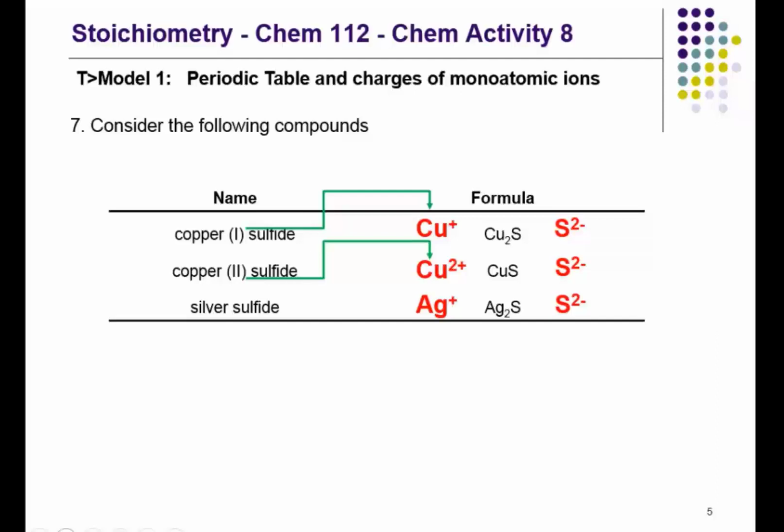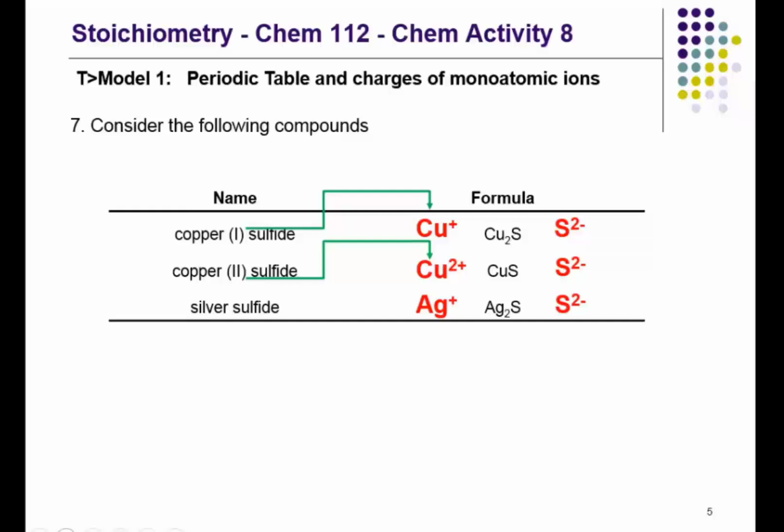So copper(I) refers to a +1 charge. Copper(II) refers to a +2 charge. These are necessary. You cannot leave them out of naming a compound. If you just say copper sulfide, we don't know which particular compound you are referring to.